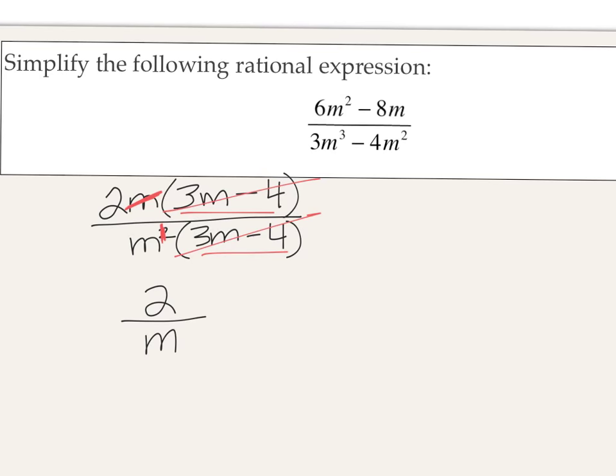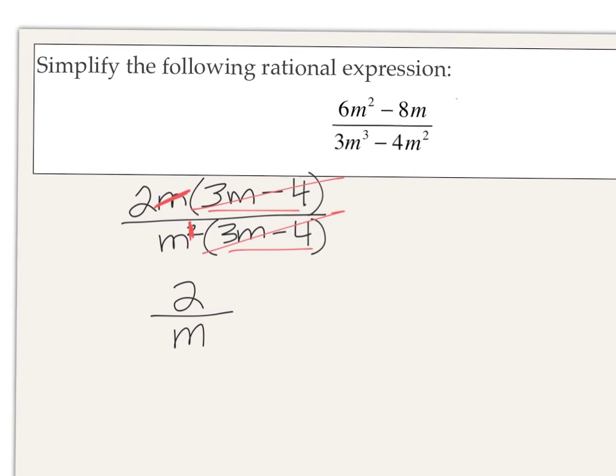If you try to do it another way, like you could say, oh, I can see I'm going to be able to divide by m. You could have seen that and said, they each have an m, so I'm going to divide by m. But you wouldn't get this answer, right? All you would get is 6m minus 8 over 3m squared minus 4, and you still wouldn't have the answer. You'd still have to factor, right, to actually get the total simplified version.